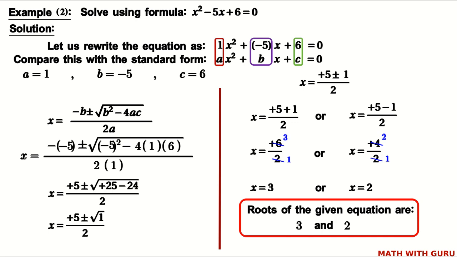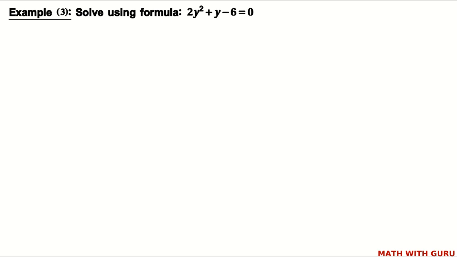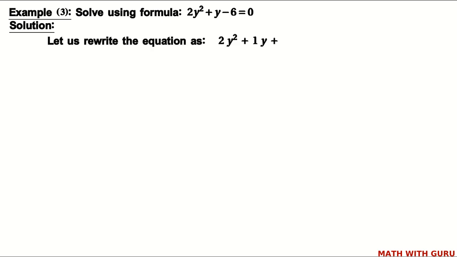This method is very easy, but you should be careful while writing the coefficients and then substituting the values. Let us take one more example. Solve using formula 2y squared plus y minus 6 equals 0. Let us rewrite this as 2y squared plus 1y plus minus 6 equals 0.